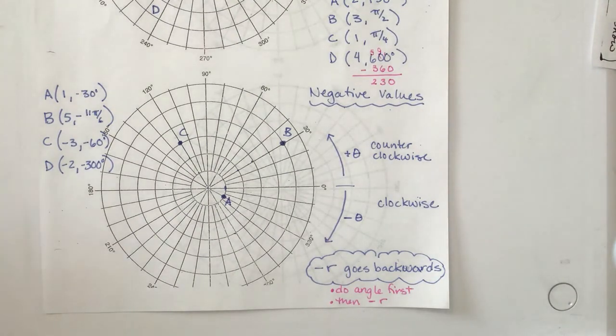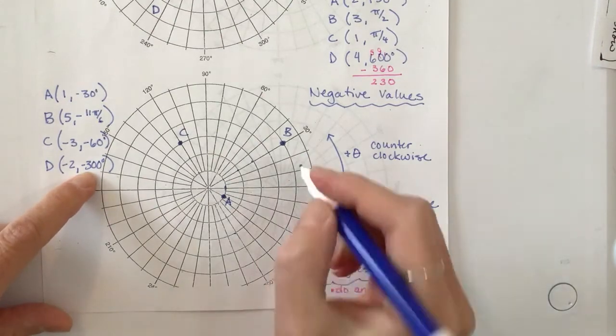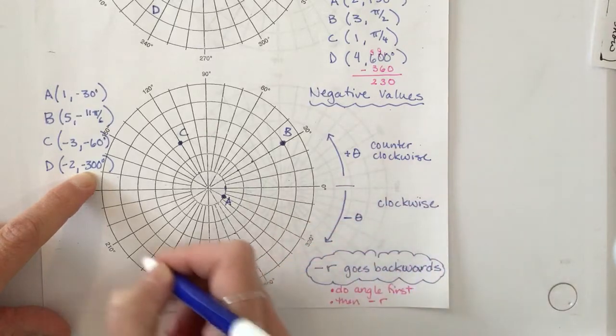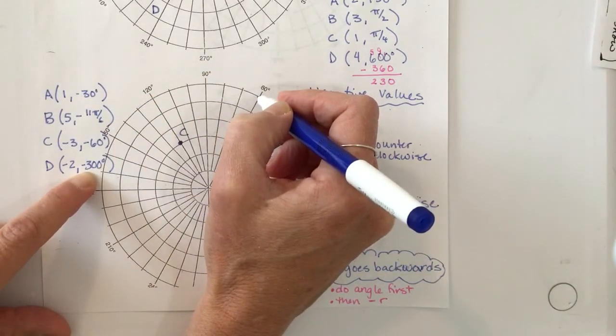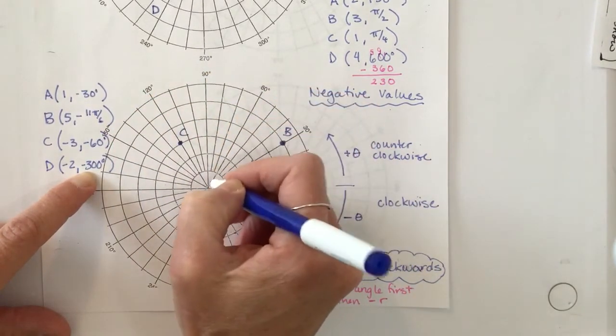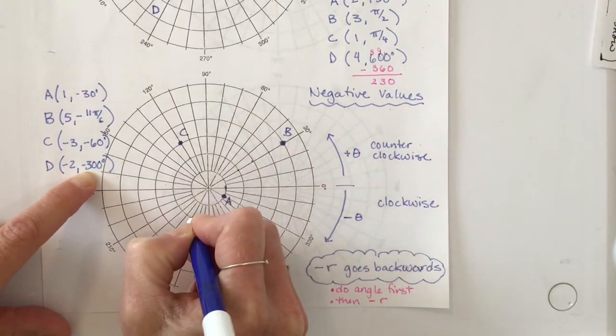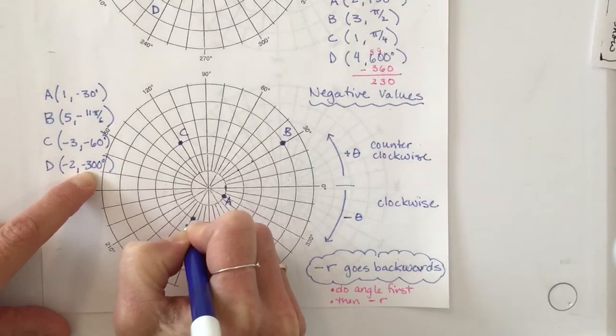All right, how'd you do? Negative angle, so we're going to do -300 degrees, which is all the way to 60 here, right? And then instead of going out +2, we're going to go back 1, 2. Did you get it? I bet you did.